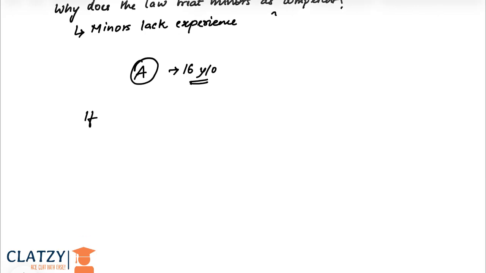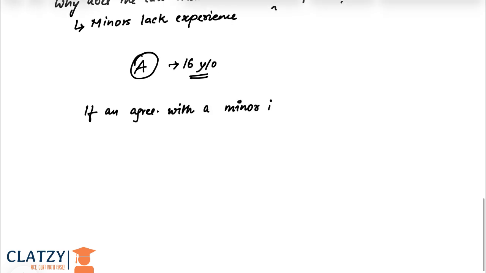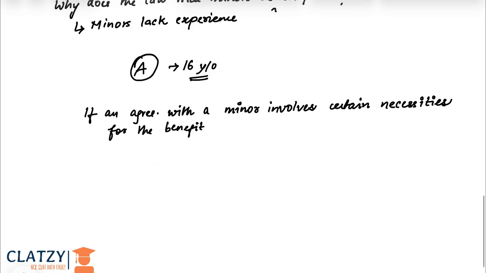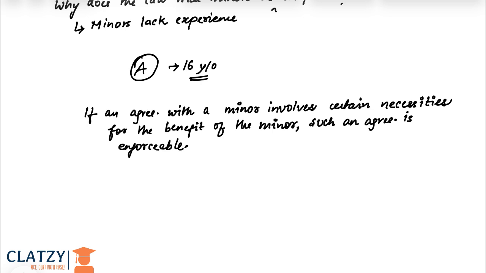Okay, so let's say if an agreement with a minor involves certain necessities for the benefit of the minor, then such an agreement is enforceable. All right. Now, what does it mean?